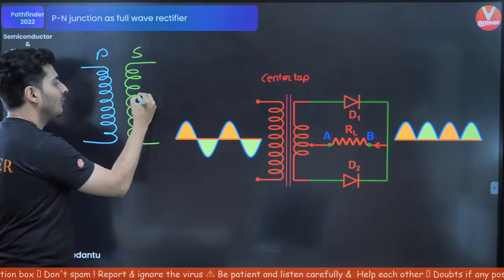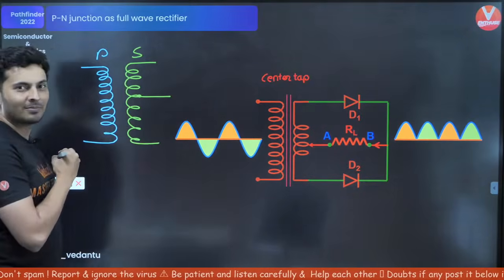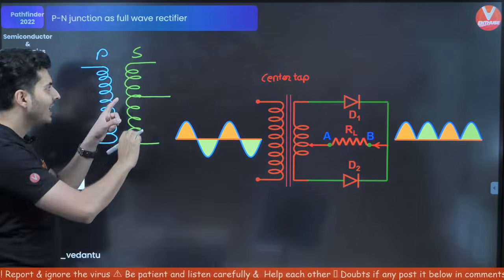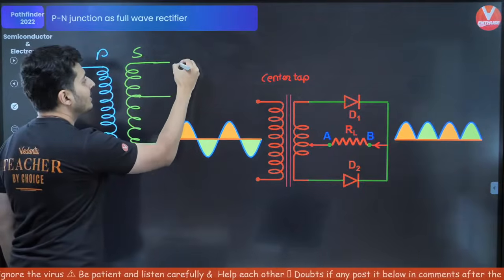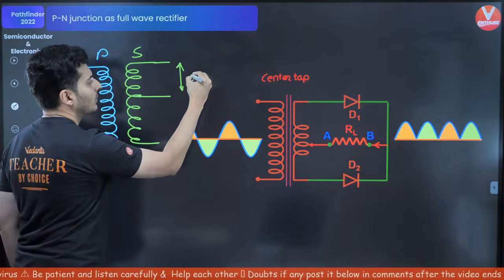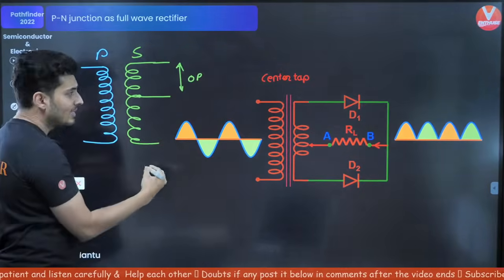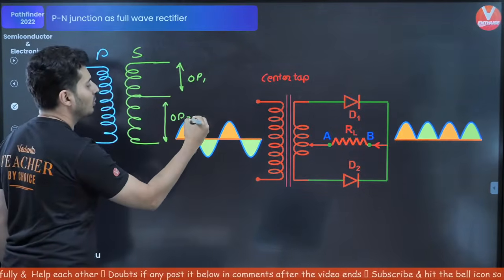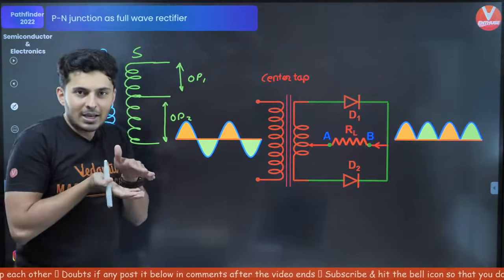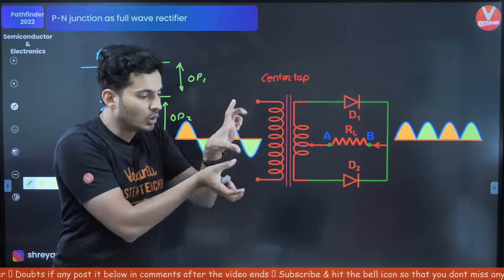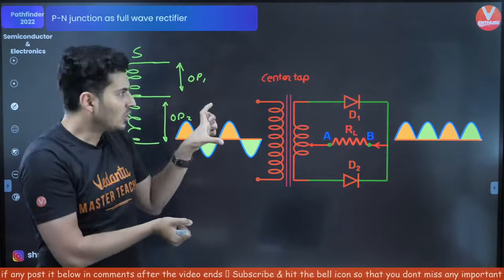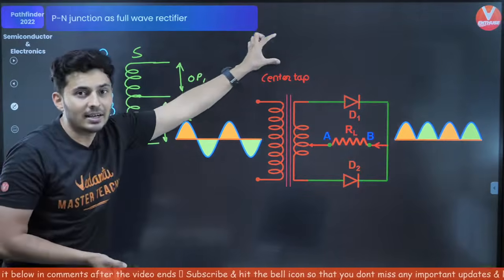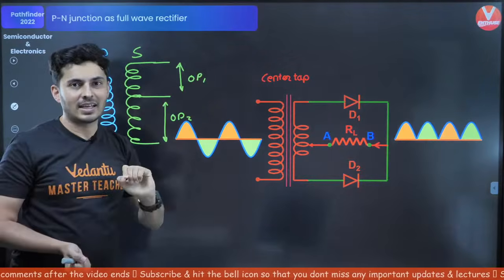But what if from the middle I take one more wire? From the middle I take one more wire and I consider either this as the output, or I consider this as the output. I have two outputs, output 1, output 2. So basically a primary has given birth to two secondaries. So I can take the output from this secondary also, or I can take the output from this secondary also.